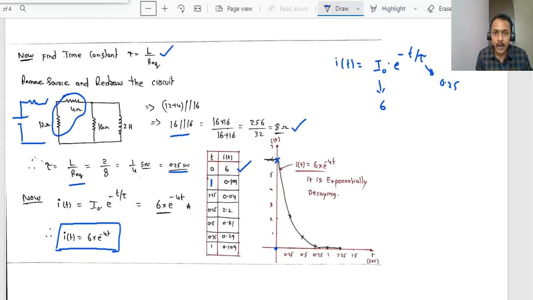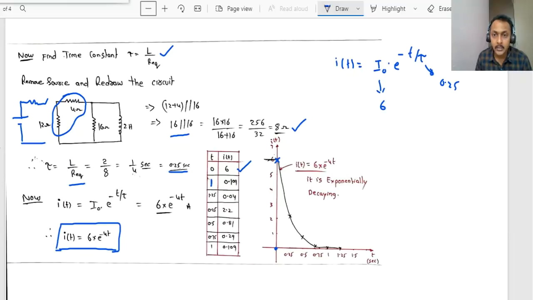0.109. But I have taken only 0 and 1 second, so many values are missing. So what I have done is, I have taken some more values between 0 and 1: 0.25, 0.5, 0.75. For those values, we are getting current like this. For 1.25, 0.04. For 0.25, 2.2. For 0.5, 0.81 amps. At 0.75, 0.29 amps we are getting. Right? If you join all those points, you will get a shape like this.